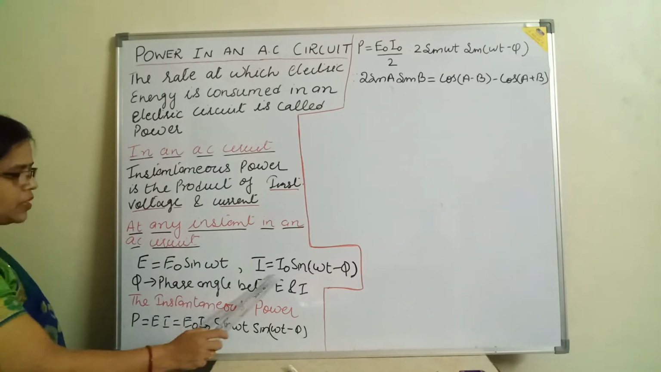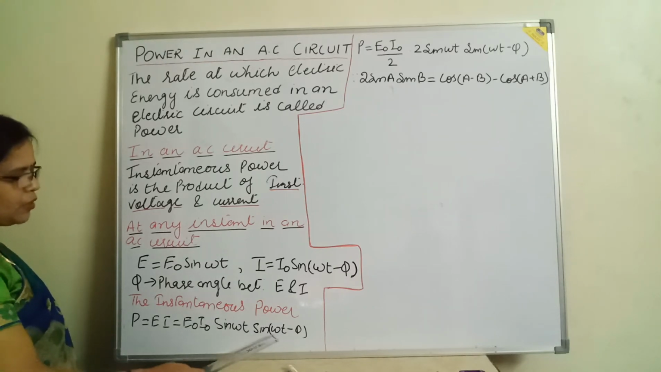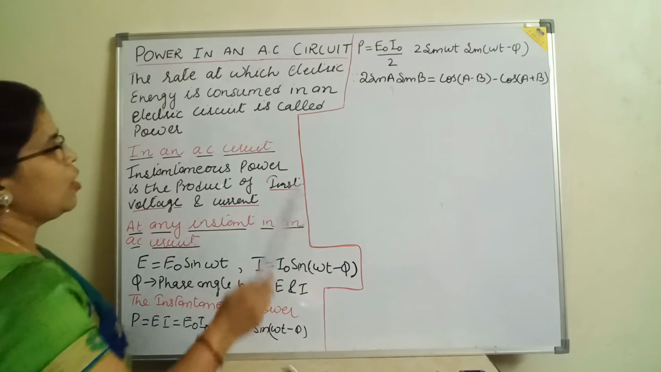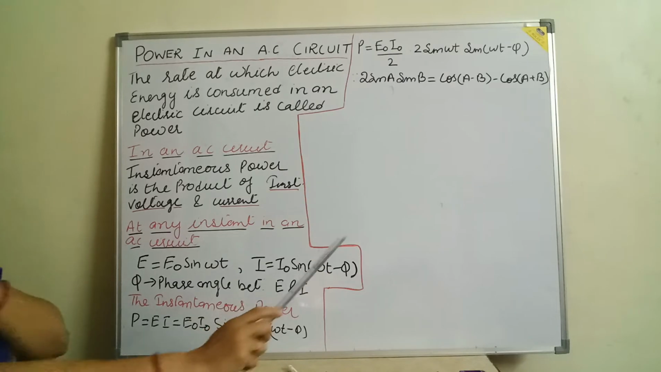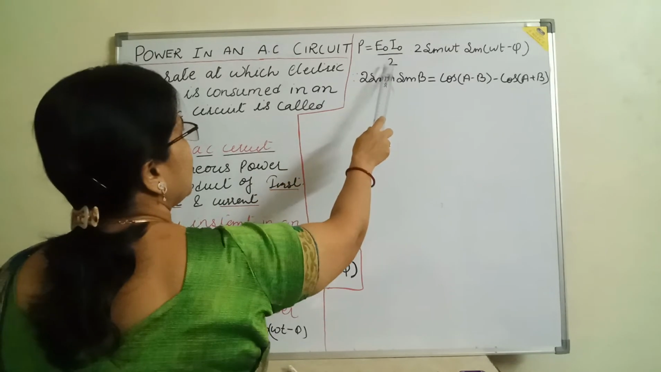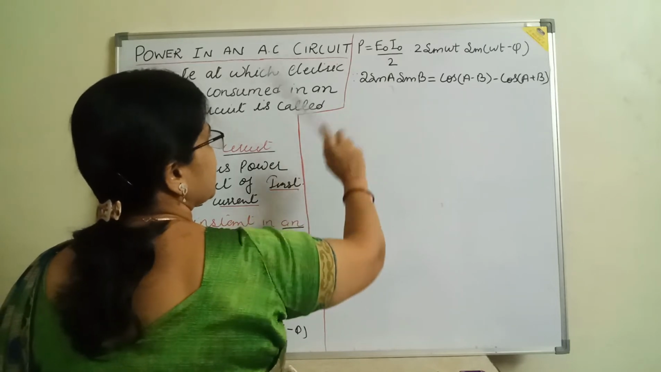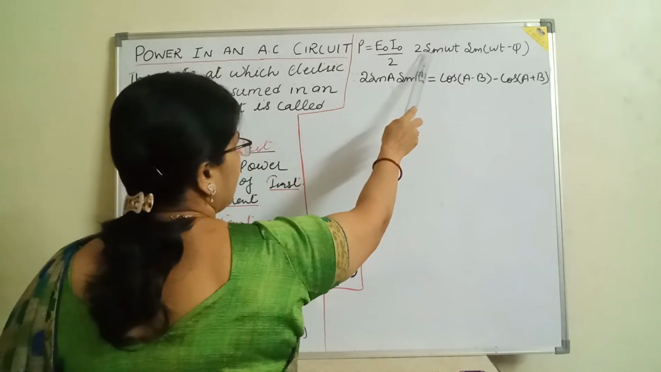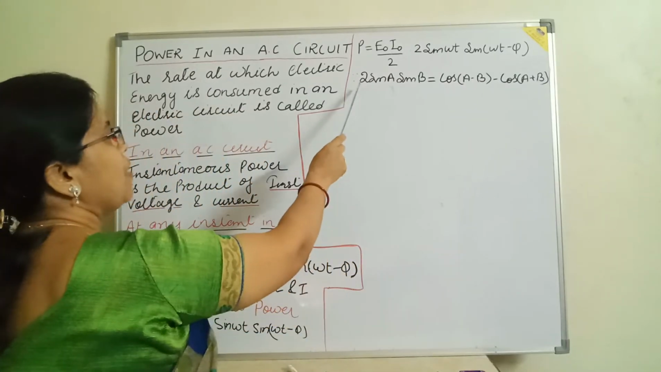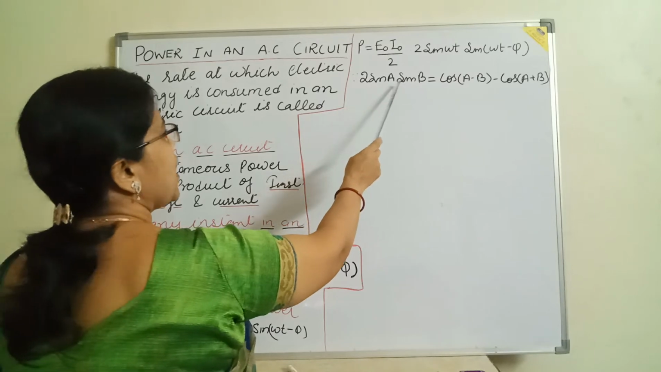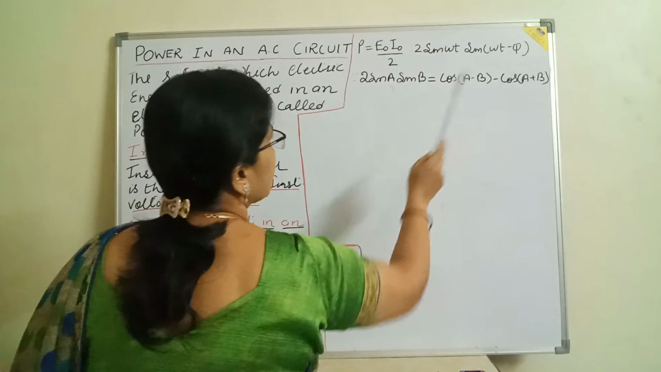By substituting these two values in this formula, we get P equals E0 I0 sin omega t sin (omega t minus phi). Now what I have done here is, P is equal to E0 I0 upon 2: I have divided this expression by 2 and multiplied it by 2, so we have 2 sin omega t sin (omega t minus phi). Now we have a trigonometric identity, that is 2 sin A sin B is equal to cos (A minus B) minus cos (A plus B).